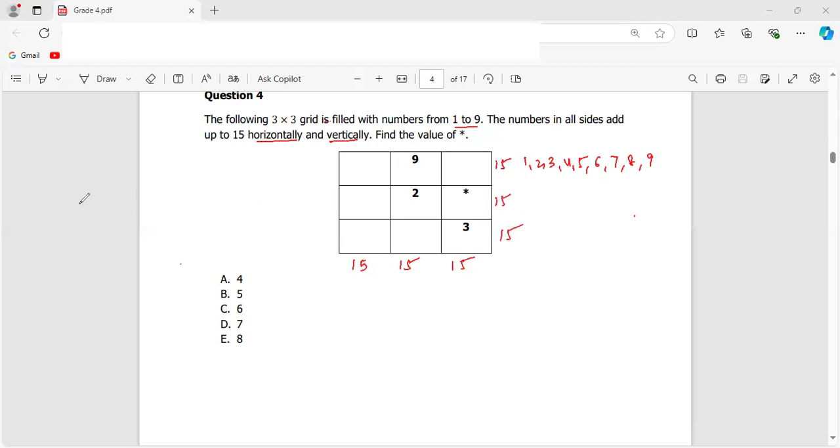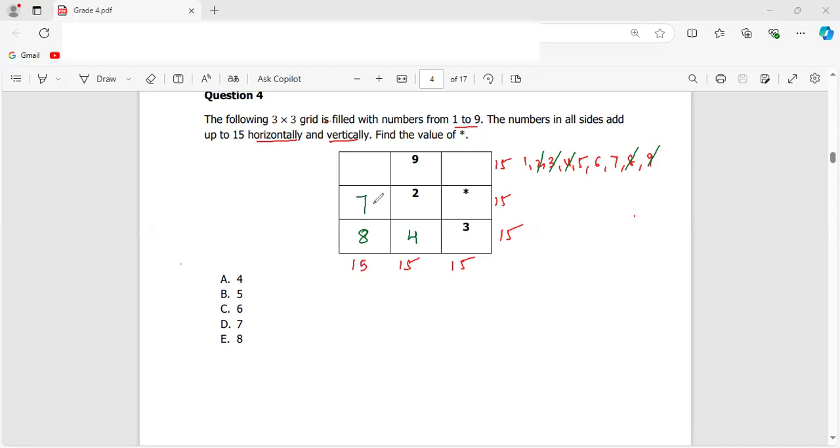Now 9 plus 2, let me take a different color. 9 plus 2 is 11. 11 plus 4 is 15. 4 plus 3 is 7. So this will be an 8. Right. Now, how do I proceed from here? Now, what all numbers are taken? 9 is taken, 4 is taken, 3 is taken, 2 is taken, and 8 is also taken. Now you're left with 5, 6, 7.